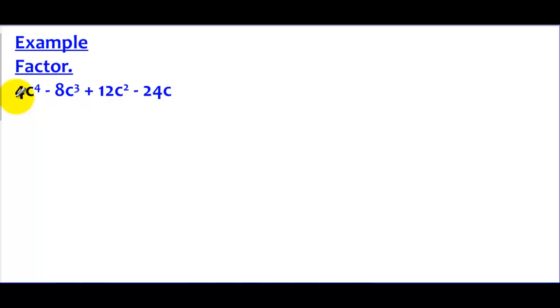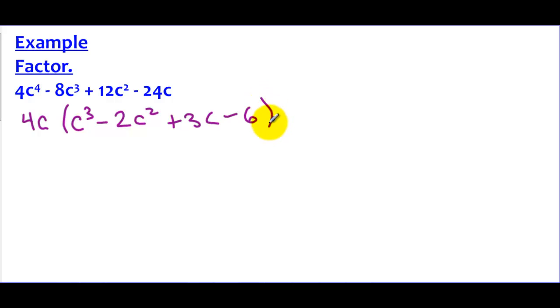So in this case, I'm going to say there's a 4c in common that I'm going to remove. And when I remove that 4c, inside I'm left with c cubed minus 2c squared plus 3c minus 6. Okay? So I'm going to say this is the GCF. I factor that out and I have a remainder. So I actually have to now take a look at the inside of the parentheses and see if I can factor that again by using the grouping method.